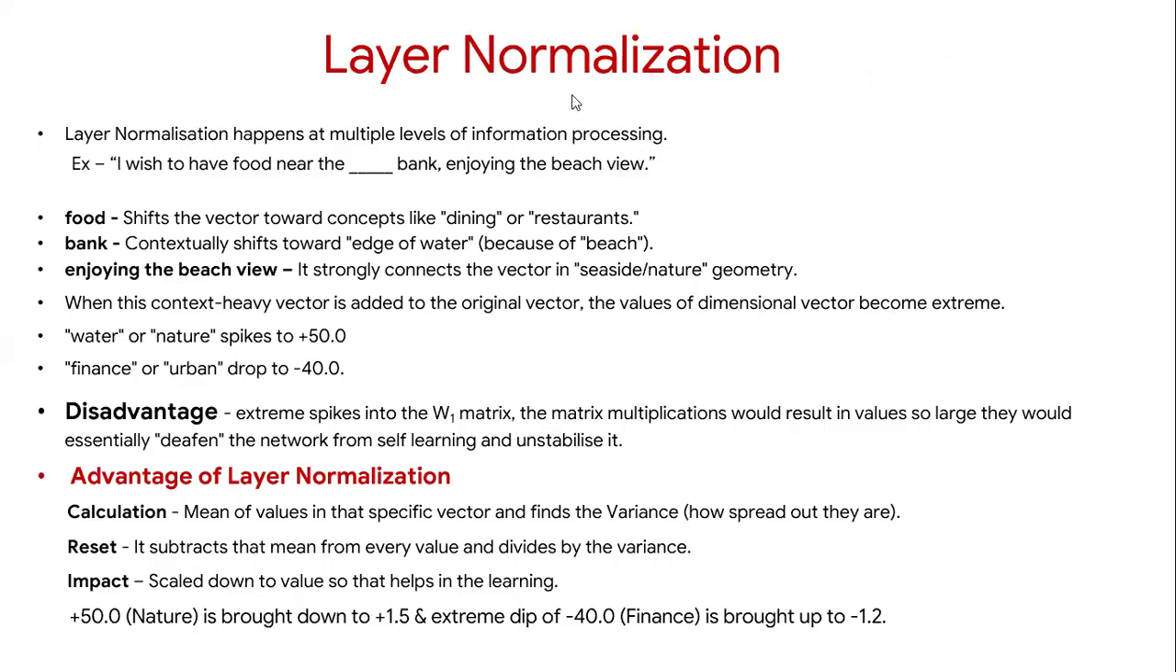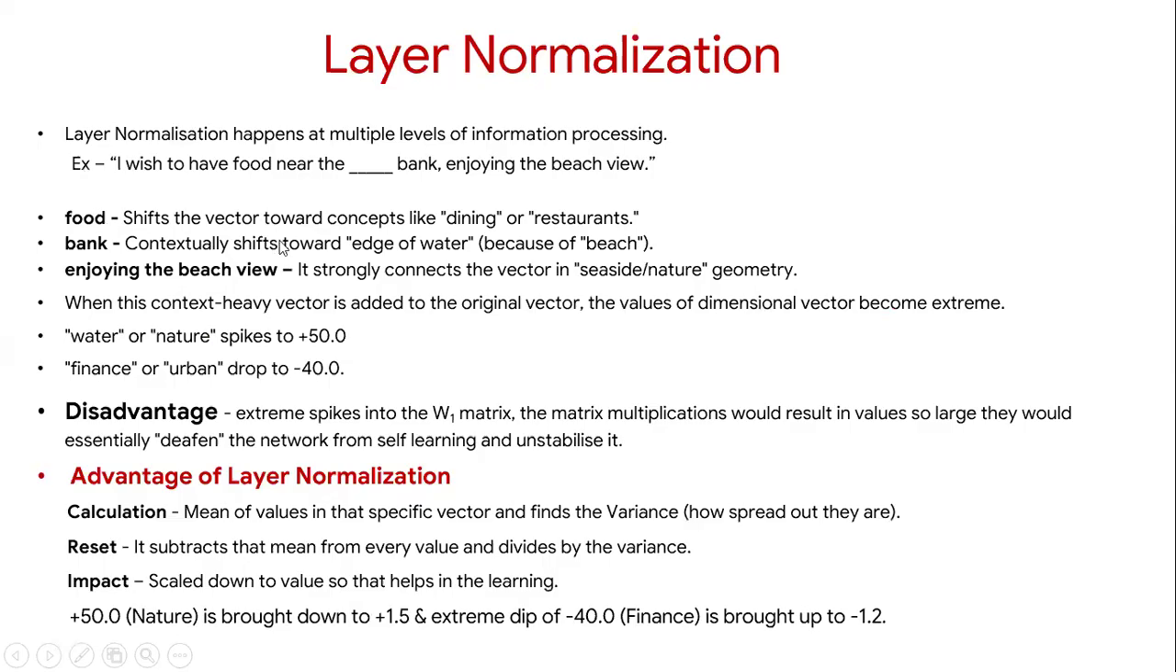And the next one is layer normalization. Layer normalization happens at multiple levels of information processing in the transformer. For example, we take: I wish to have food here near the bank, enjoying the beach view. Here, the important keywords are food, bank, and beach view.